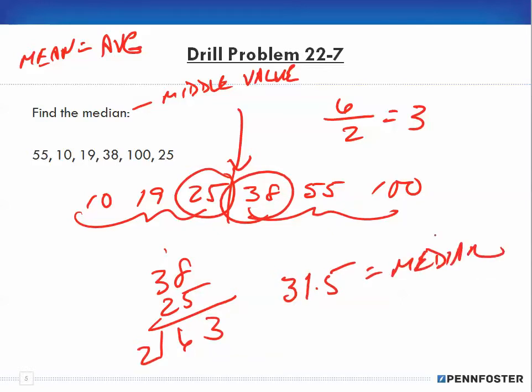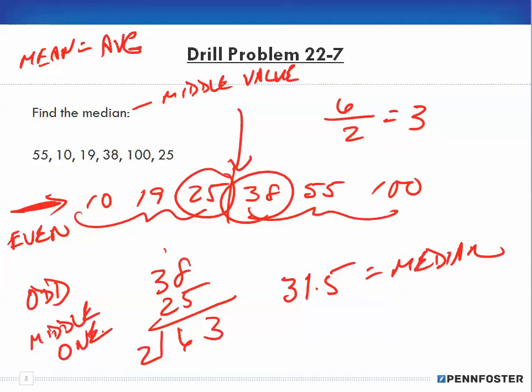That's your median, and you do that because you have an even number of data points. So you have to do this when you have the even number. If you have the odd number of data points, then all you're doing is looking for the exact middle one.